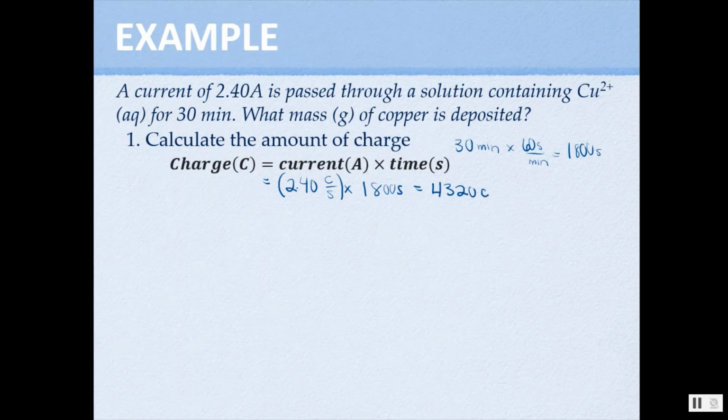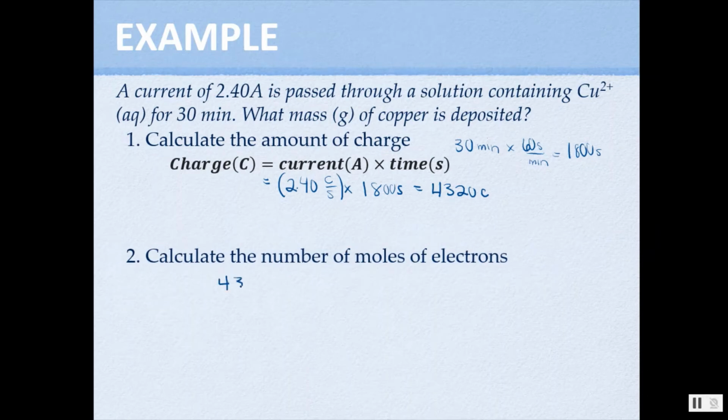So now I know the total charge that was applied, and I can relate this to the number of electrons. So I'm going to take that 4,320 coulombs, and I know that for 1 mole of electrons, I would have a total charge of 96,485 coulombs, and that's going to give me 0.0448 moles of electrons. That's how many electrons I've added into my solution.